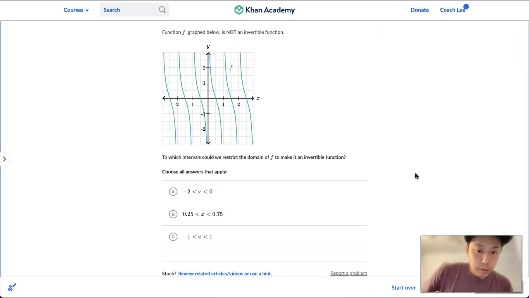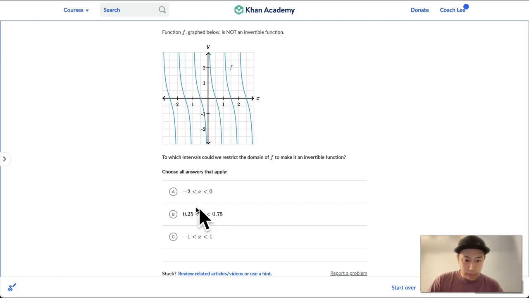Okay, to which intervals could we restrict the domain again to make an invertible function? So we're focusing on specific intervals, okay? So let's look at between -2 and 0. Between -2 and 0 is this whole piece. No way. You have two of these curves going from the top to bottom. You draw a horizontal line through it, it's going to hit more than one. So A is definitely not good.